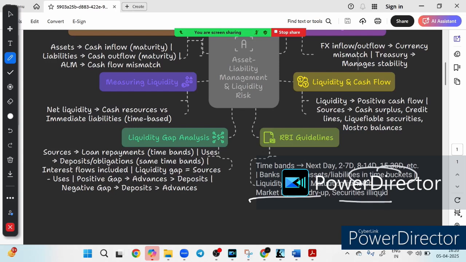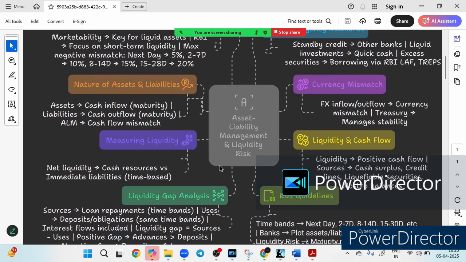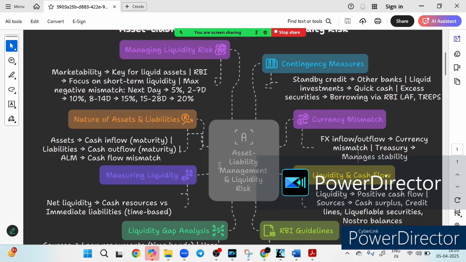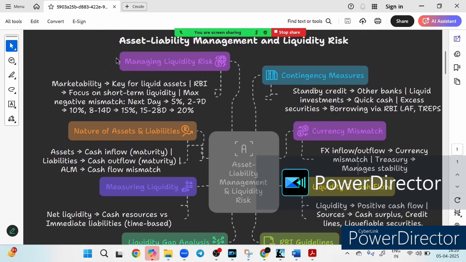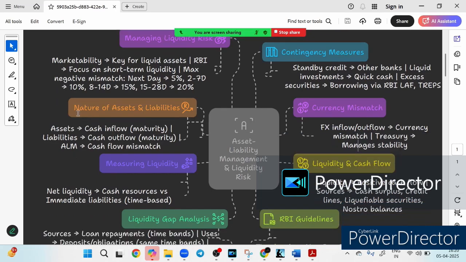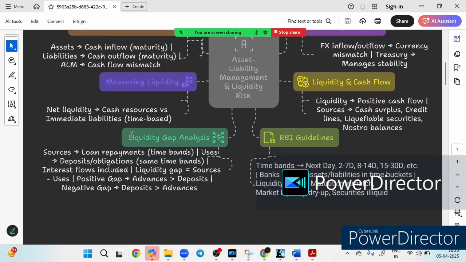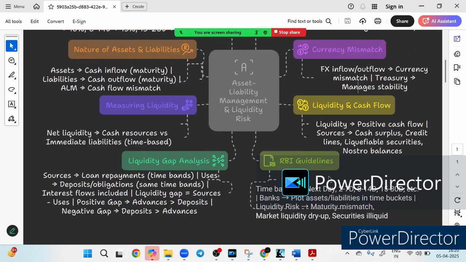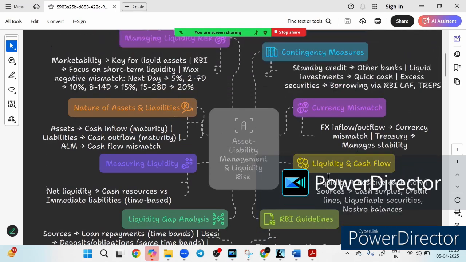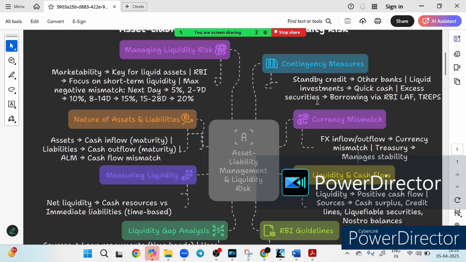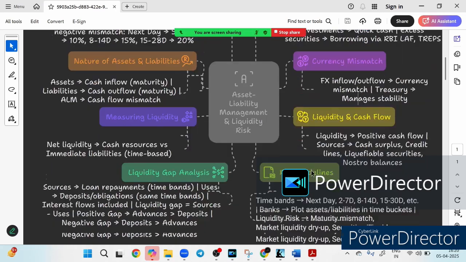So the final takeaway from this entire discussion is that ALM and liquidity risk management is like a financial balancing act, ensuring that banks always have enough cash to meet obligations while also making profit, right? We have seen the limits placed by RBI in managing liquidity risk, the nature of assets and liabilities, how to measure the risk, liquidity gap analysis, RBI guidelines, time band and maturity, and how banks deal with contingency measures and currency mismatch, and how liquidity and cash flow are related, right?